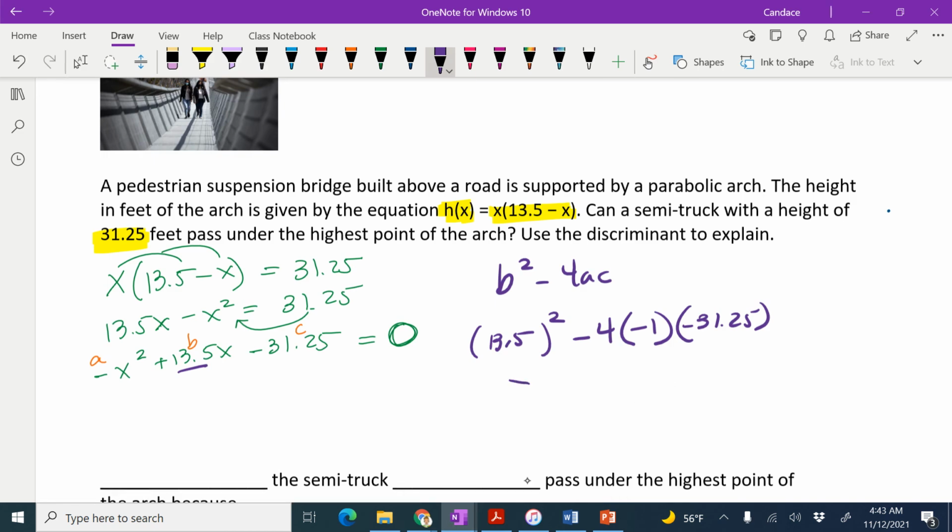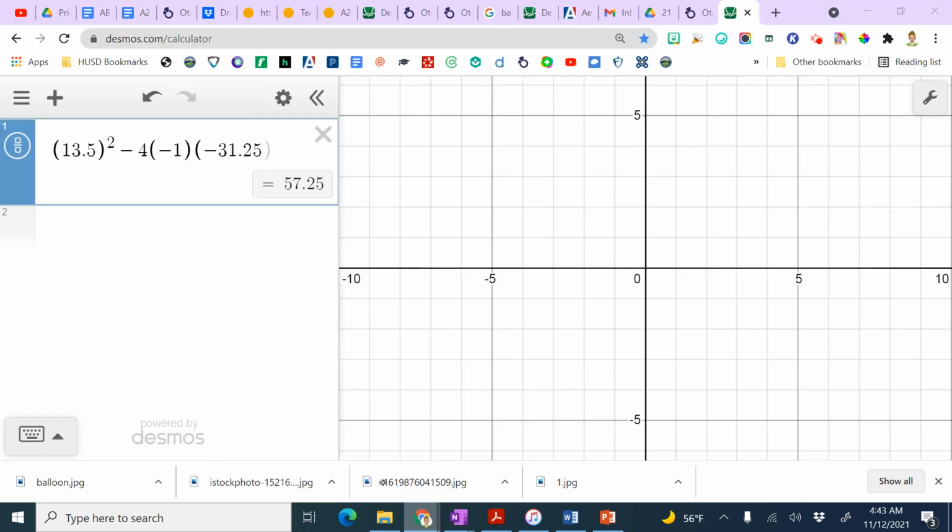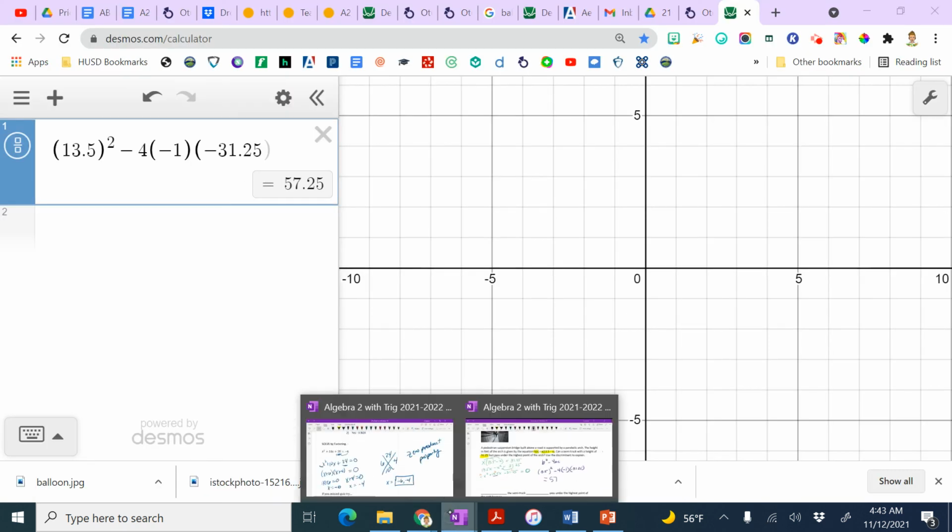You will have to list the value of the discriminant, so that I can check to see if you got that right. 57.25.